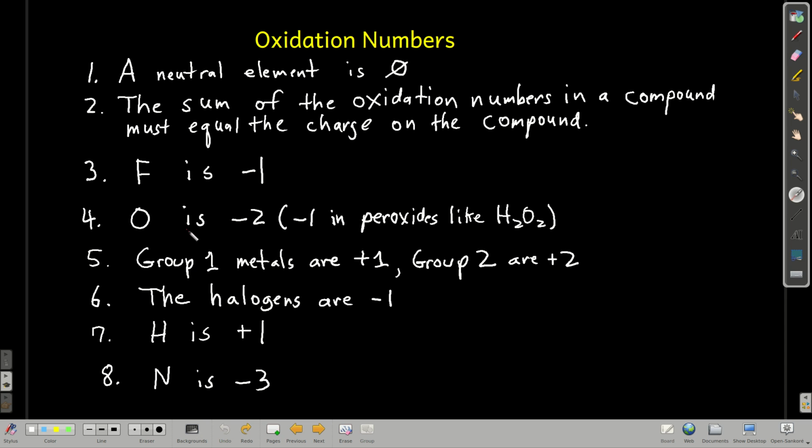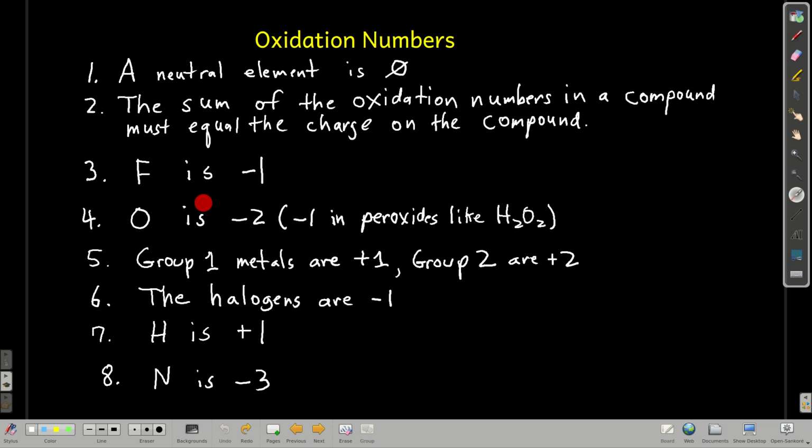Fluorine is -1, oxygen's -2, unless it's in something called a peroxide, like hydrogen peroxide, H2O2, then it's -1. Group 1 metals are +1, that is lithium, sodium, potassium, rubidium, cesium. Group 2, beryllium, calcium, magnesium, strontium, barium, are +2.